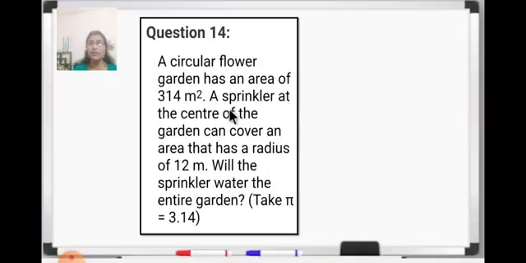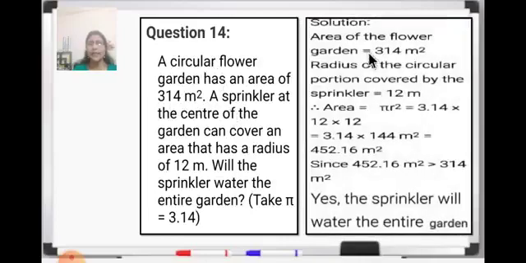Now here you see what is given. A circular flower garden's area is given. So let us write what is given in the question. Area of flower garden is given, that is 314 meters square. And then the radius of the circular portion covered by the sprinkler. A sprinkler at the center of the garden can cover an area that has a radius of 12 meters. That means the radius of that sprinkler which is at the center, which is round in shape, is given, which is 12 meters.